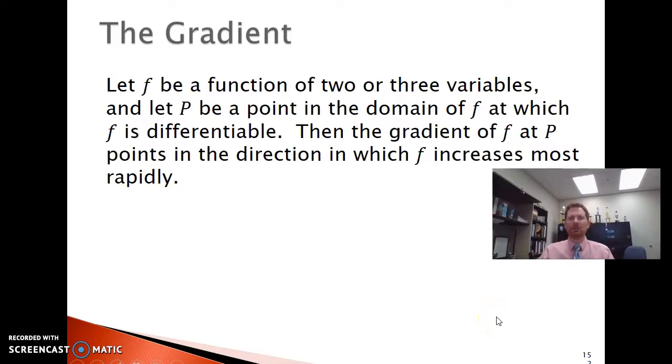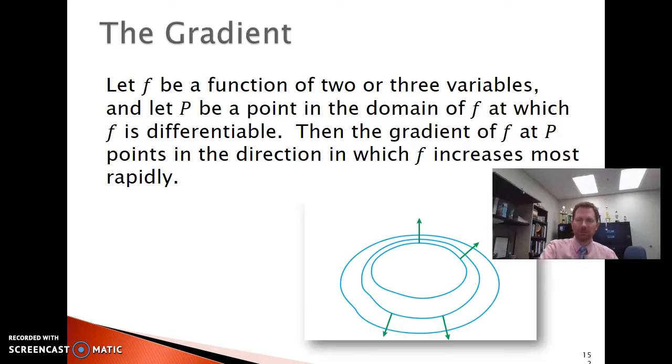So, continuing on, what else does the gradient tell us? The gradient of f at a particular point p will always point in the direction in which f increases most rapidly. So it will point in the direction of most rapid increase, which is very apropos to when we were talking about contour maps in class. How do you find which way is the steepest, or where could you find the direction that's not so steep? We can use the gradient to help us do that.